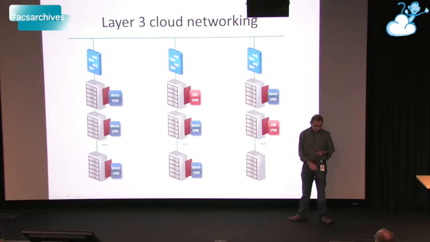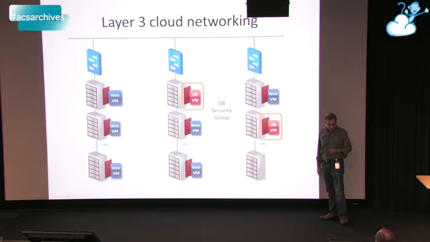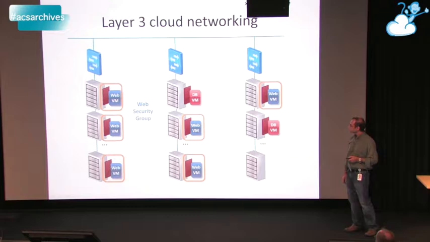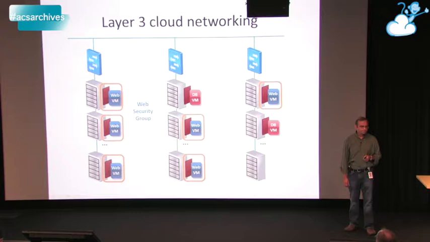And let you create security groups. And so we have firewall rules in here which say that, you know, these database VMs can access each other. And then you as an end user, you can come in and say that the web VMs can access the database VMs security group on TCP port 3306. And then everything else is dropped.